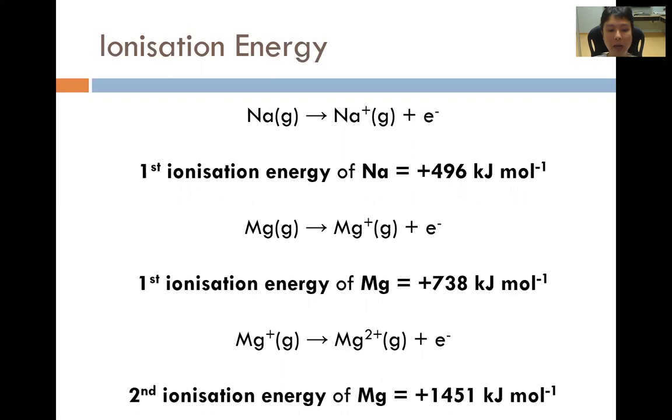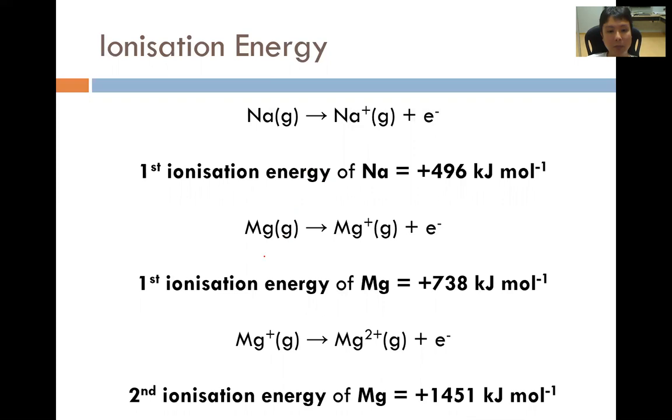On the other hand, the second ionization energy of magnesium is the energy required to remove 1 mole of electrons from 1 mole of Mg+ gaseous cation, and in doing so, we will form 1 mole of Mg2+ gaseous cation. Again, the second ionization energy of Mg is positive, and the value is plus 1451 kilojoules per mole. So the second point to discuss here is that the second ionization energy is actually larger than the first ionization energy, and we would like to understand why.